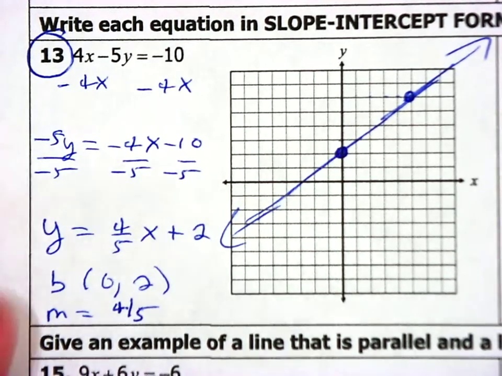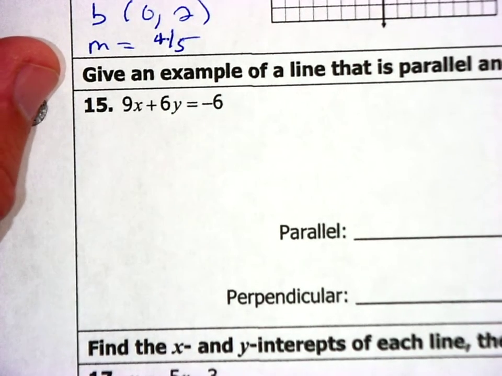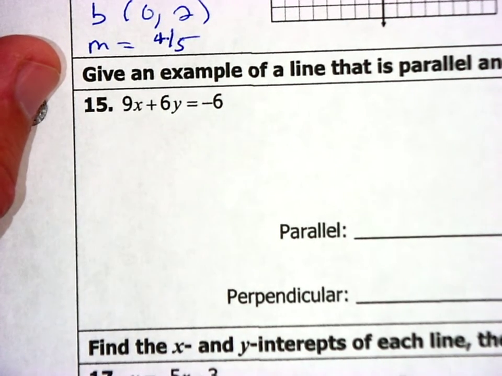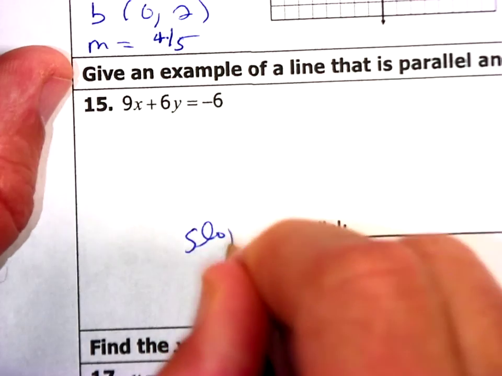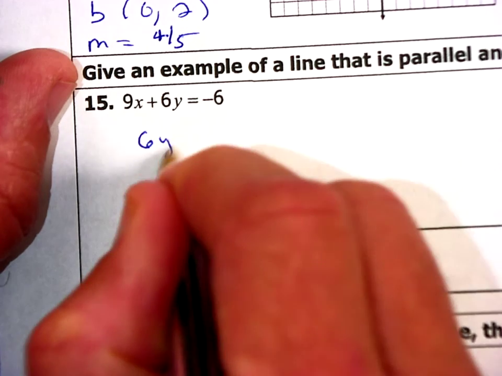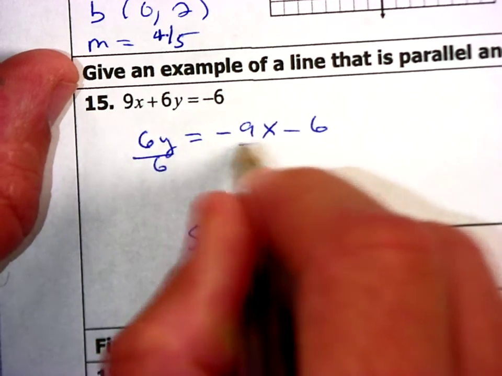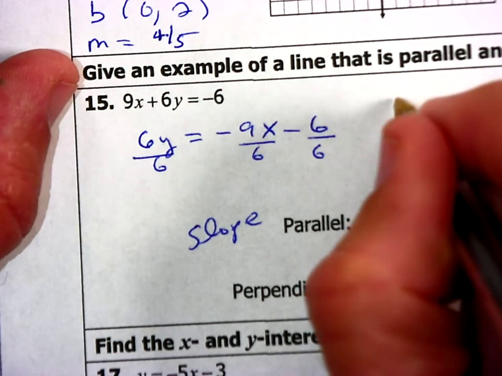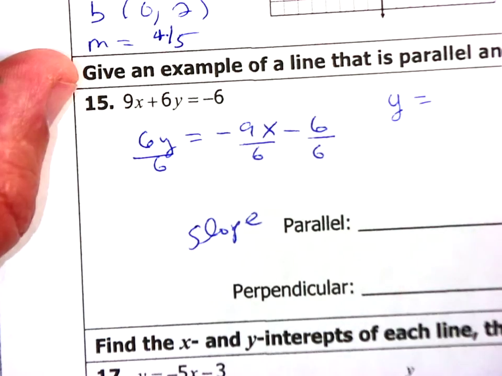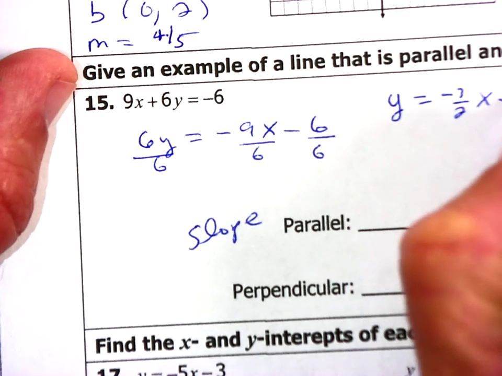Okay, number 15, and I promise you I'm done. I know I told you a little more. We need an example of a slope that is parallel to that and a slope that is perpendicular to that. So just doing the slope, solve for y to get the slope. So you have 6y equals negative 9x minus 6. You're going to divide by 6, divide by 6, divide by 6. And your equation is y equals, if we reduce that, negative 3 halves x minus 1.